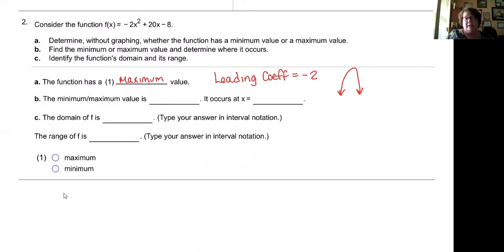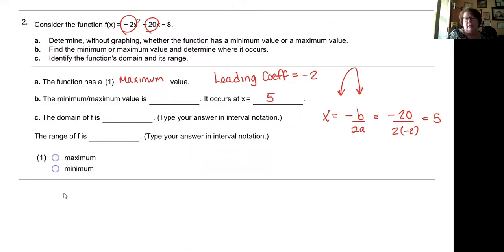To determine the maximum value, I need to use the formula for my vertex. The formula is the x-coordinate of my vertex can be found by taking minus b and dividing that by 2a. In my function, b is 20. So I have negative 20 over 2 times a, where a is negative 2. Negative 20 divided by negative 4 is positive 5. So my maximum value occurs at x equals 5.